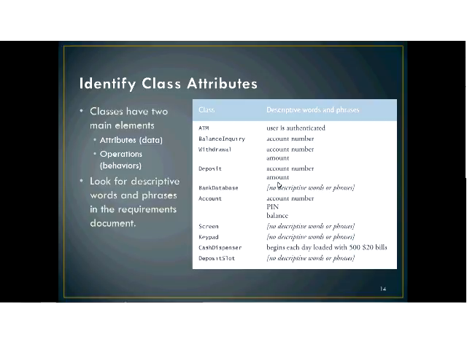Classes have 2 main elements: attributes or data, and operations or behaviors. The attributes to a class can be found as descriptive words in the requirements document. Here is a list of descriptive words found and the nouns or classes that they belong to.